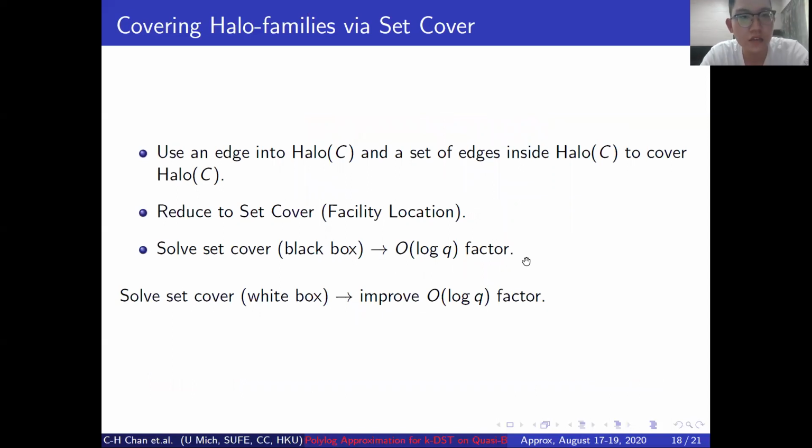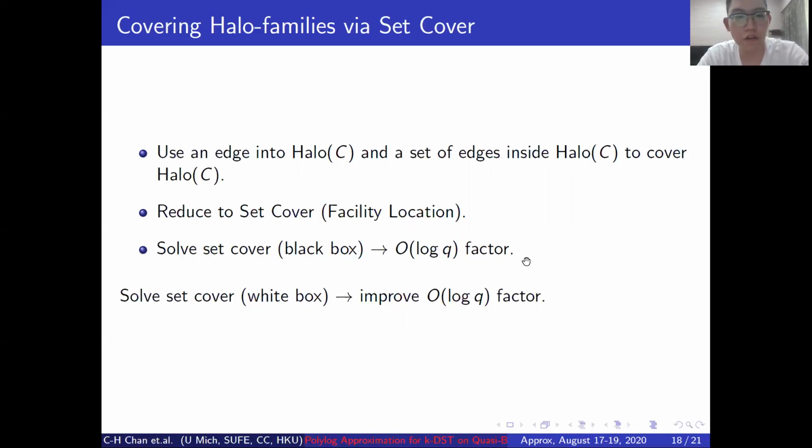So we know that the problem of covering hollow families is to find a set of edges to remove all of the different sets, right? But how should we choose this set of edges? Here we observe that we can reduce to the set cover problem or the facility location problem, since we have to use an edge into hollow families and a set of edges inside the hollow families. If we look at this procedure as a black box, we can apply the approximation ratio of the set cover problem directly, which implies another log Q factor, right?